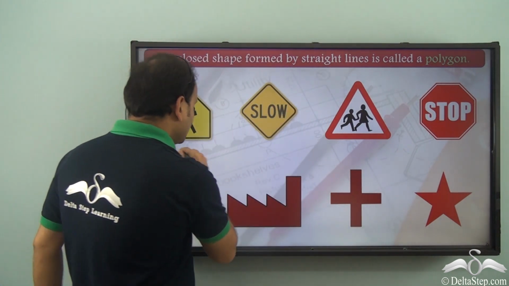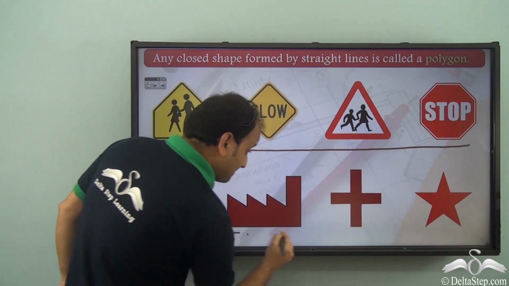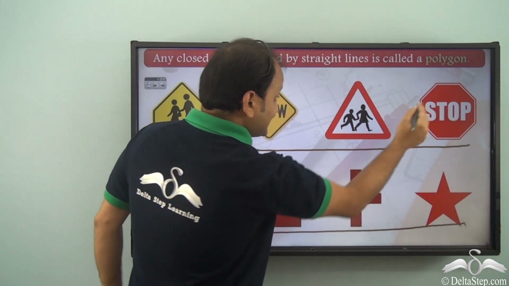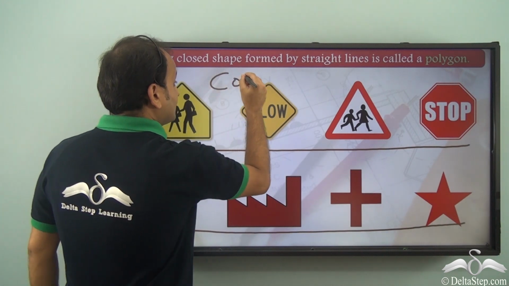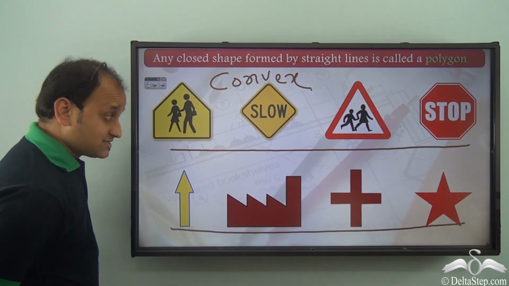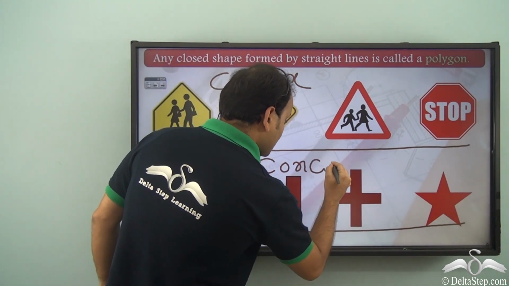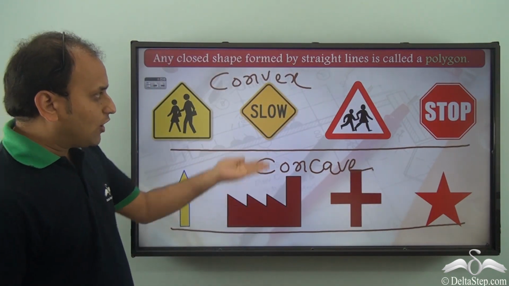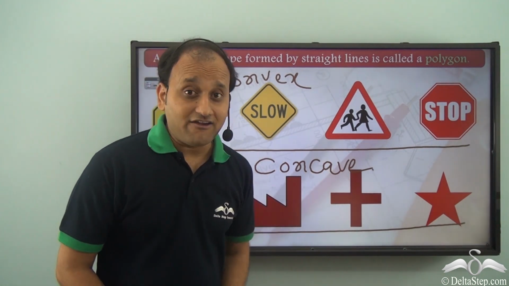So all of these are polygons. But these 4 are different types of polygons compared to these 4. So what do we call such polygons? They are called convex polygons. And what about these polygons? We call them concave polygons. So why do we call these polygons convex while these polygons concave? Let's see.